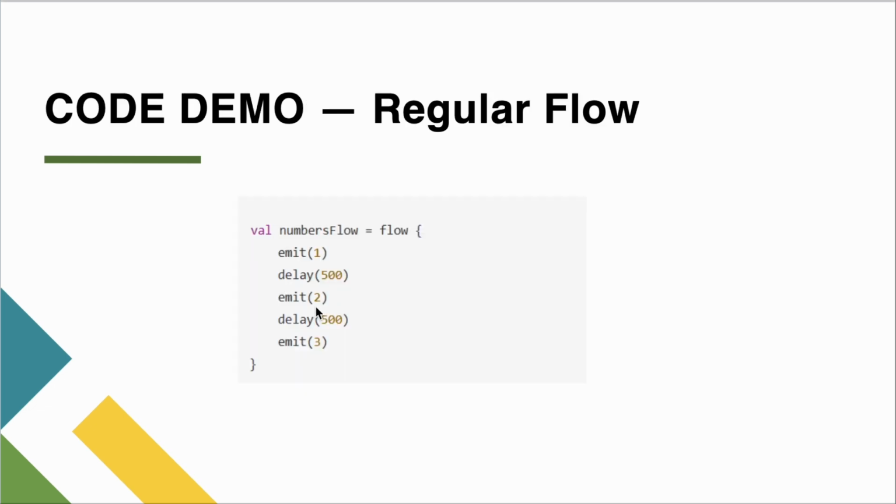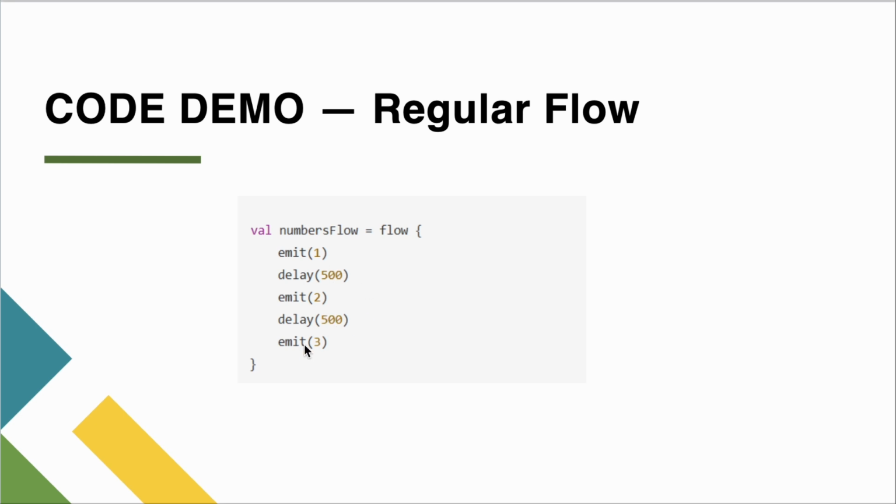Okay, now let's see a simple example of a regular flow. Val numberFlow equals flow. So guys, this is how the flow keeps on emitting the data. You have to make use of flow as a keyword, and inside the curly braces you can emit the data like 1, 2, 3, with a delay of a few milliseconds in between. Afterwards you will start emitting the data.